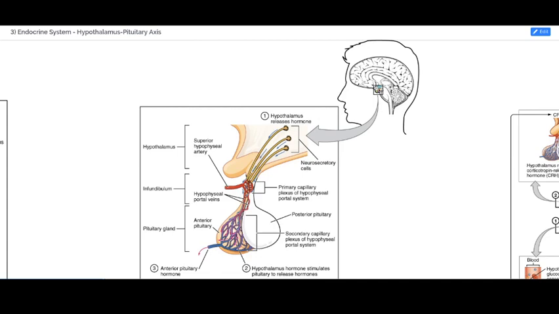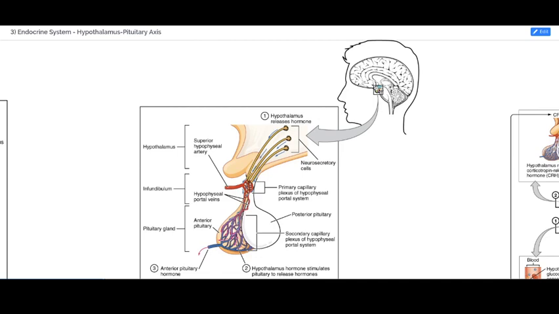And here the bloodstream that they're interacting with is called the primary capillary plexus of the hypophyseal portal system. There's a lot to unpack in that title. The hypophyseal portal system is describing a specialized circulatory connection between the hypothalamus and the pituitary gland. Now, hypophyseal is the adjective form of the word hypophysis, which is another name for the pituitary gland. The primary capillary plexus is the first network of capillaries in this portal system.